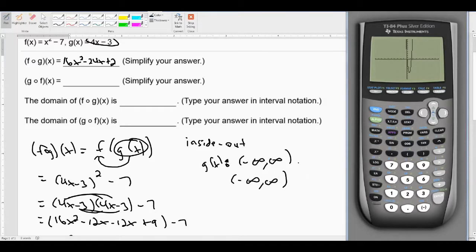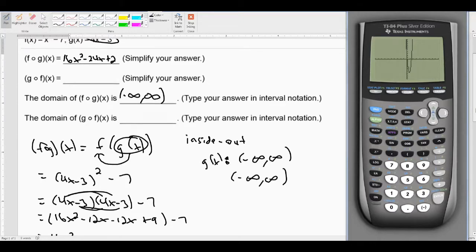Now the actual domain of f∘g of x is what these two have in common. And as you can tell, they have the same thing in common because they're the exact same thing. So it's negative infinity to positive infinity. And that's it. That's what you're doing.